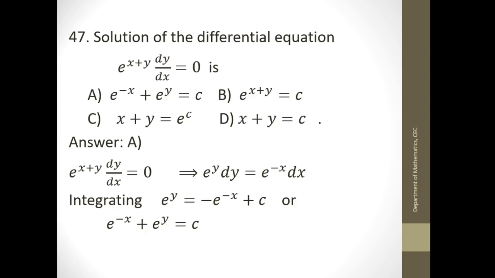Suppose for the given question e power x plus y dy by dx equal to 0, take all to the right side. So, dy is 0. So, integral of dy is y equal to constant. But y equal to constant, there is no answer given. Therefore, the actual question is e power x plus y dy by dx equal to 1. And hence, e power y dy equal to e power minus x dx. So, integrating, e power y equal to minus e power minus x plus c. So, e power minus x plus e power y equal to c.